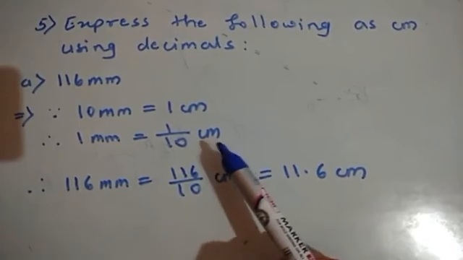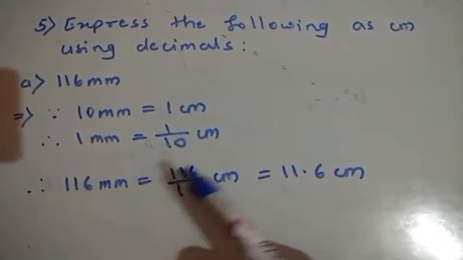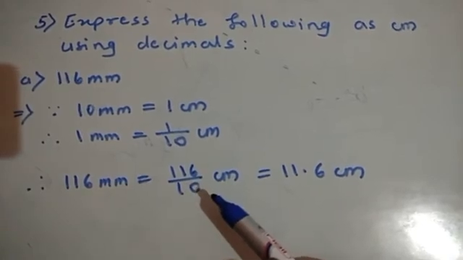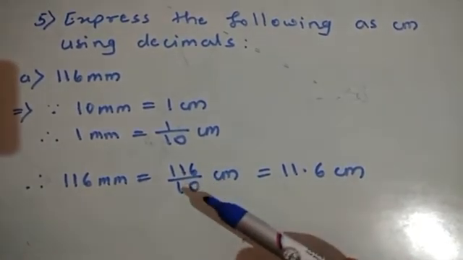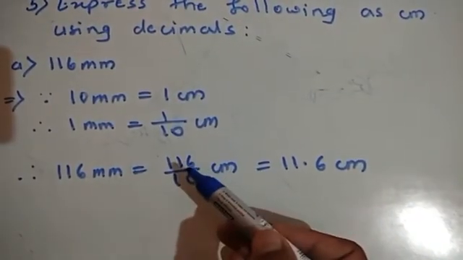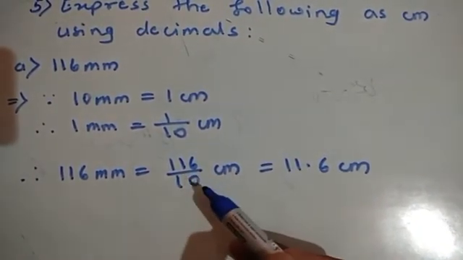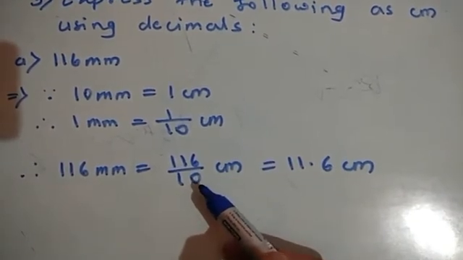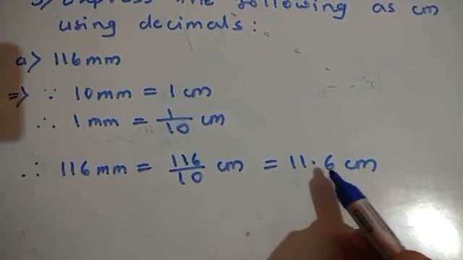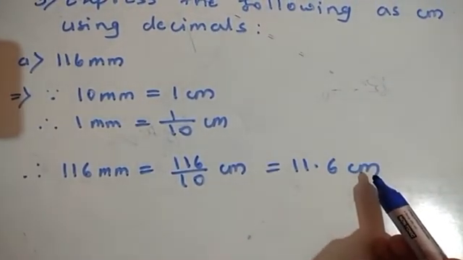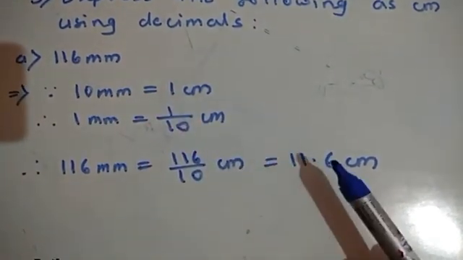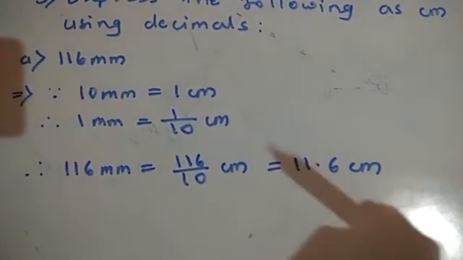Then 116 millimeter is equal to 116 upon 10 centimeter. Therefore this 116 upon 10 centimeter we can write as a decimal easily. How? See here, this 116 write as it is, and here in the denominator we have 10, right? Therefore before one digit decimal point, therefore 11.6 centimeter will be the answer. Therefore this 116 millimeter can be written as 11.6 centimeter.